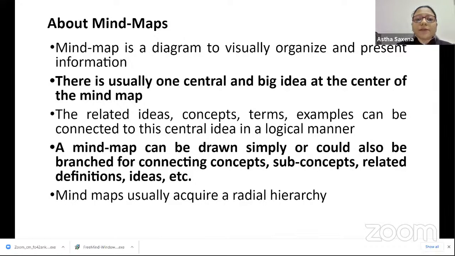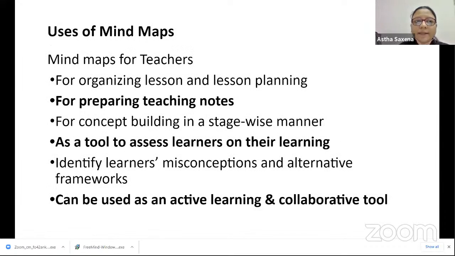Now, we are focusing on mind maps right now. There is usually one central and big idea at the center of the mind map, which we will see. And the related ideas, concepts, terms, examples can be connected to the central idea in a logical manner. Like we discussed, it has to be a very logical arrangement of concepts. It can be drawn simply or could be branched for connecting concepts, sub-concepts, related definitions, ideas, etc. And mind maps usually acquire a radial hierarchy. There is no hierarchy as such in a mind map. There is just a central concept and the related concepts are placed in a radial arrangement. So we cannot say that one concept is more important in a mind map. All the concepts are important.